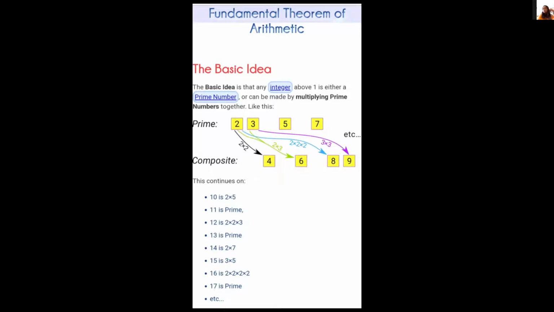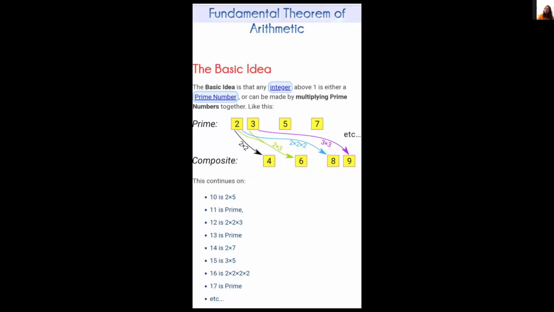It says the basic idea is that any integer above 1, that means any integer more than 1, is either a prime number, or it can be made by multiplying prime numbers together. So what do they mean by saying that? Suppose the first number I take is 2. 2 is a prime number, so 2 is written as 2 itself. 3 is a prime number, so 3 is written as 3 itself. Now come to 4. 4 is not prime, 4 is composite. You express 4 as 2 into 2, and this 2 into 2 is a product of primes.